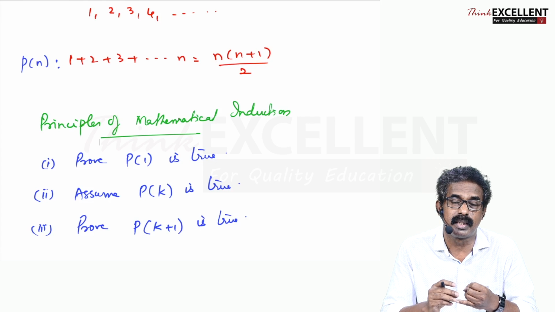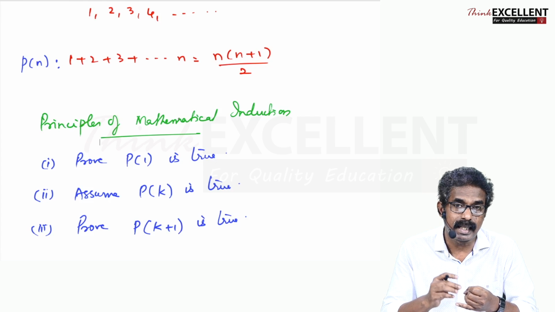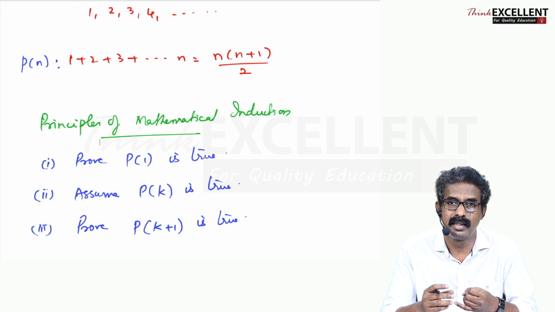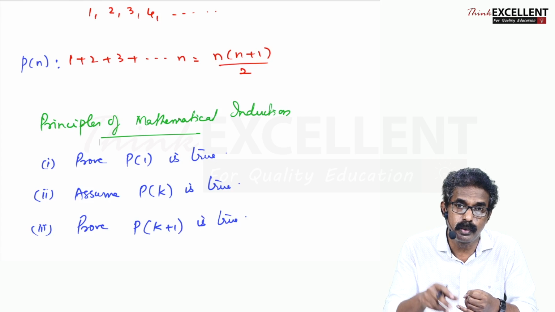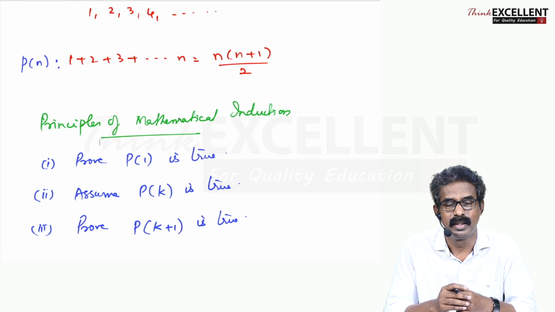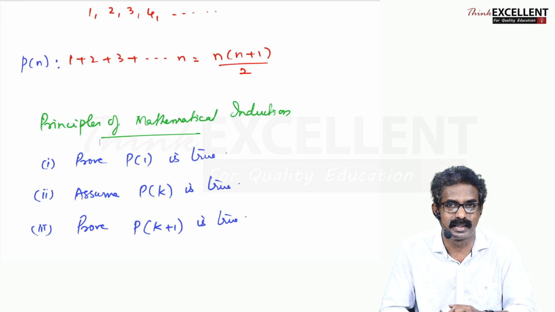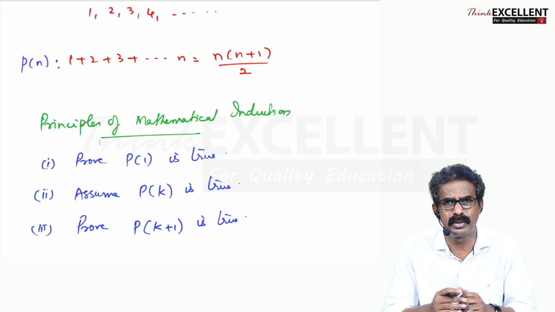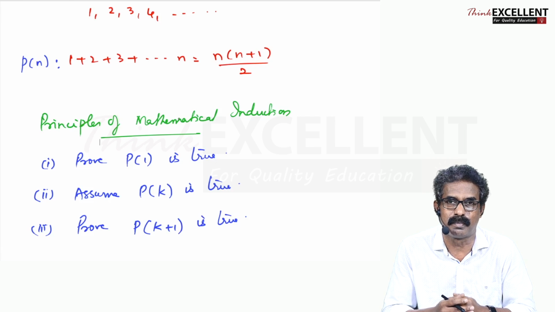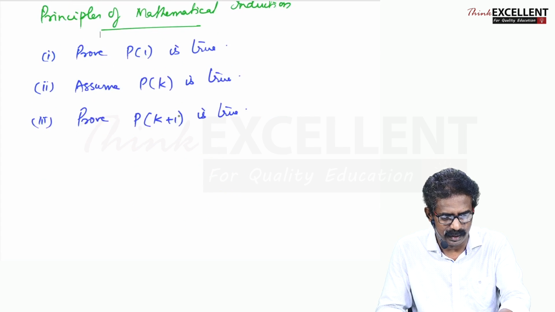First you prove the result is true for 1. Second, assume it is true for k. Then using that you prove it is true for k plus 1. So you may ask, sir, if I do these 3, how can you say it is true for all natural numbers? I am going to explain this. Please listen carefully. Many students, they learn mathematical induction, but they don't know how it is true for all natural numbers. So please listen, that's very important.